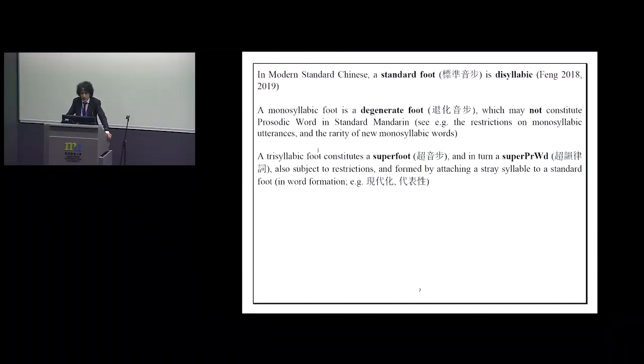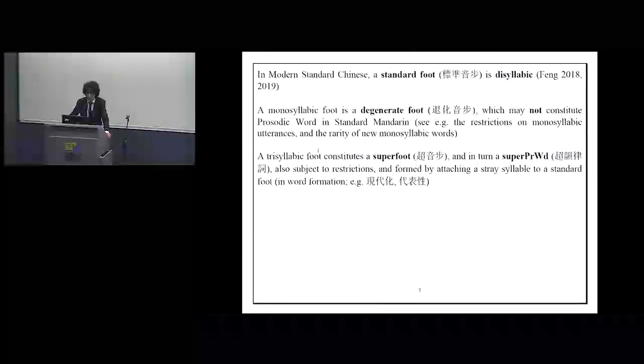So in modern standard Chinese, a standard foot, like the regular foot, the 标准音部, is disyllabic, whereas a monosyllabic foot is called a degenerated foot, 退化音部, and it does not constitute a prosodic word in itself, and it comes with lots of restrictions. For instance, you don't have many monosyllabic utterances in modern Chinese. They are dispreferred. There are very, very few new monosyllabic words.